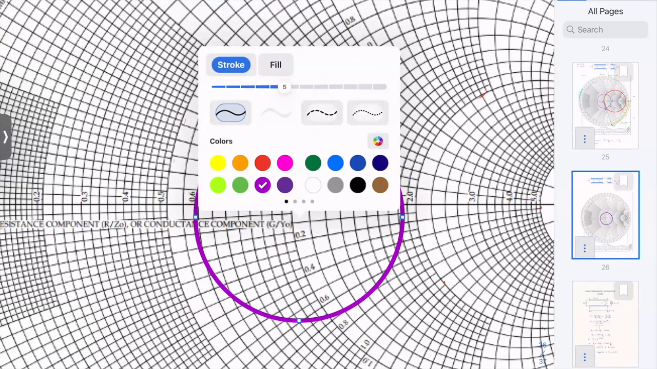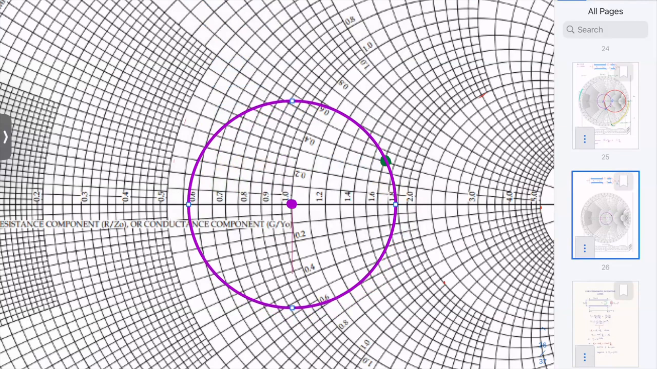Okay, so this now is the circle that goes through this load. And this is the center. Now from here, we can only move like that. From this, let me write it here. This is the load normalized. And I will write it like this.